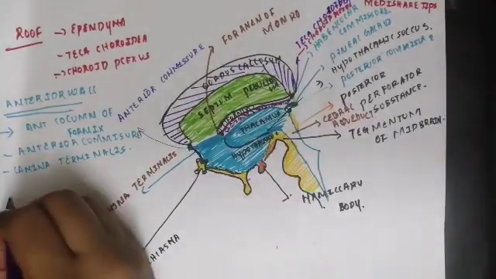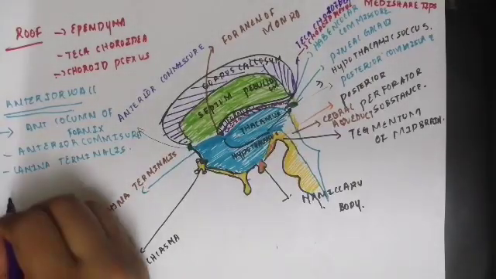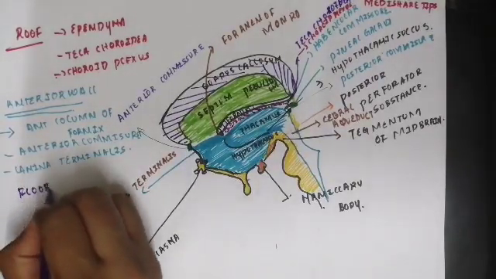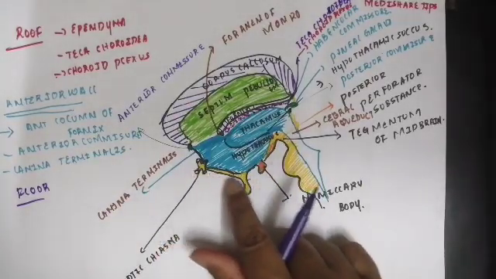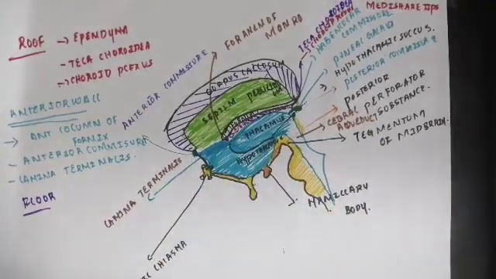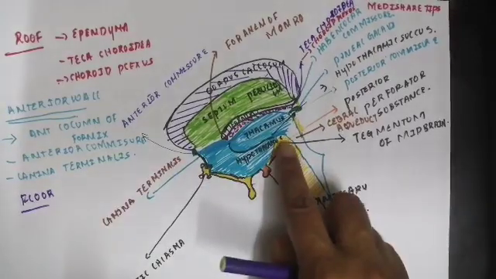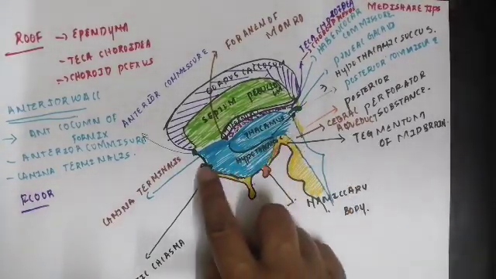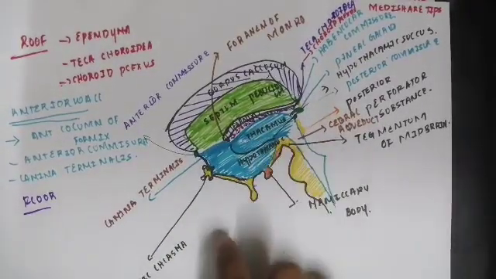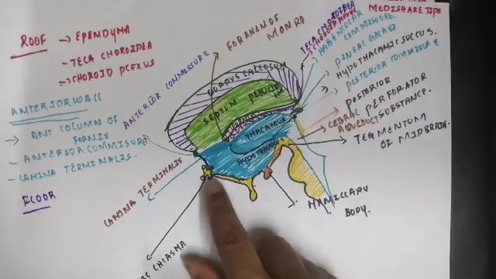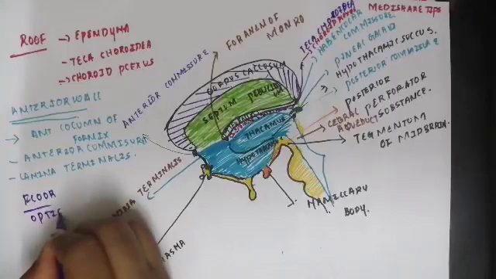Another important part, which is frequently asked in all exams, is the floor of the third ventricle. This is very important, but it is very easy if you look at the diagram. You can see that this much part, extending from the optic chiasma to the tegmentum, is forming the floor of the third ventricle. So we will start with the structures one by one. This is the optic chiasma. So the optic chiasma forms the floor.